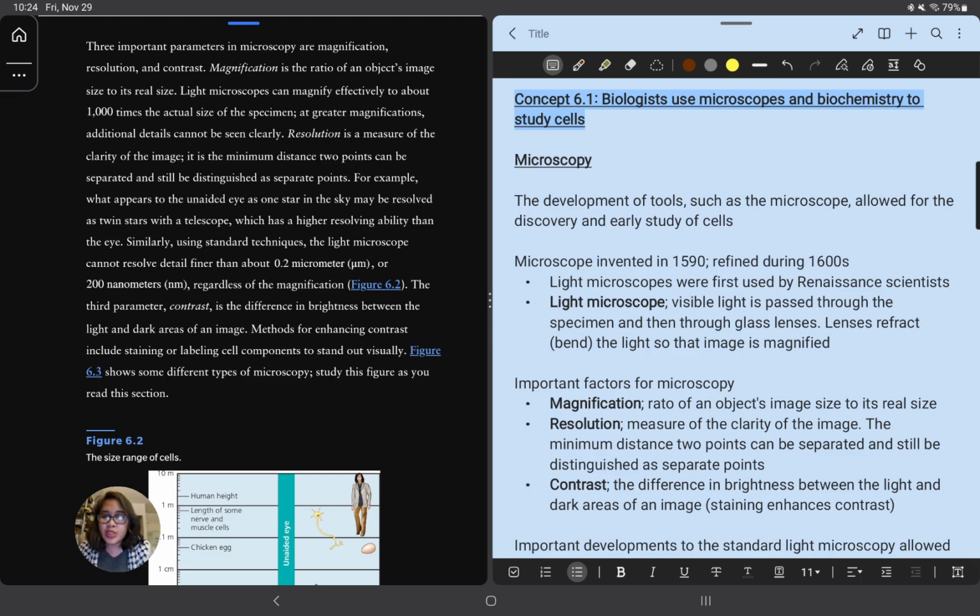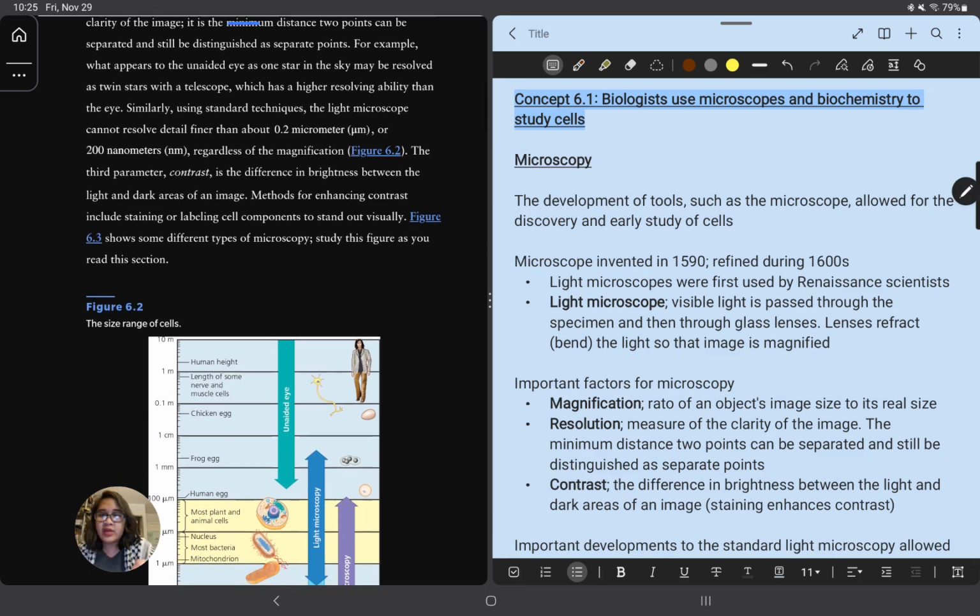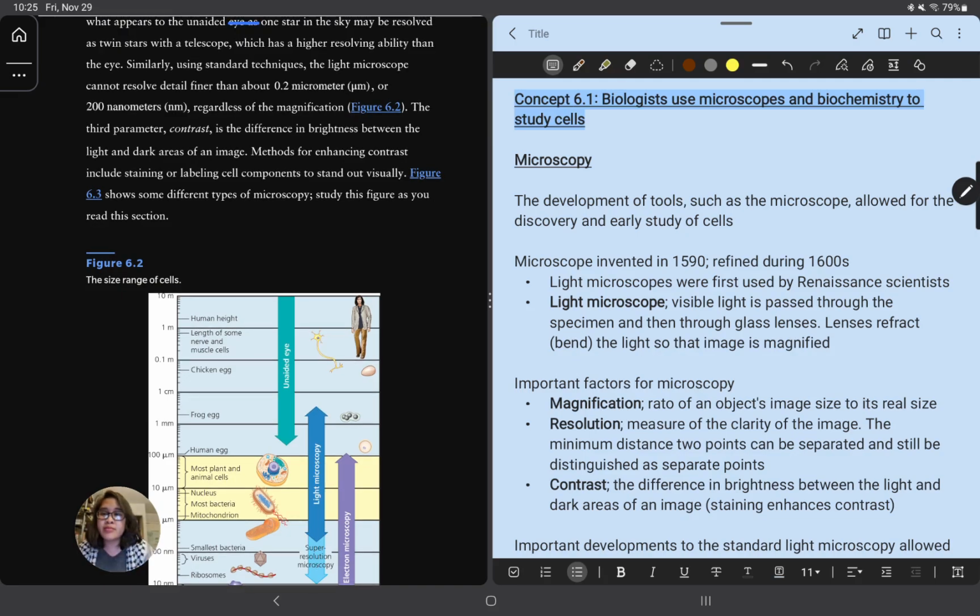Resolution is the measure of the clarity of the image. It is the minimum distance 2 points can be separated and still be distinguished as separate points. For example, what appears to the unaided eye as one star in the sky may be resolved as twin stars with a telescope, which has a higher resolving ability than the eye. Similarly, using standard techniques, the light microscope cannot resolve detail finer than about 0.2 micrometers, or 200 nanometers, regardless of the magnification.